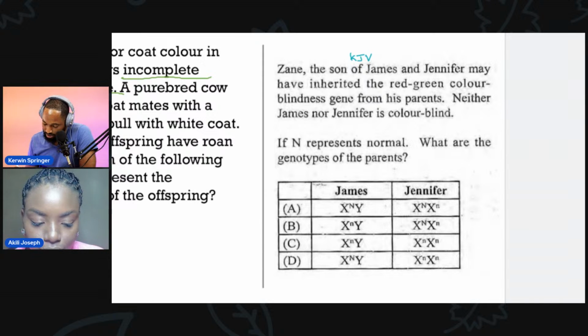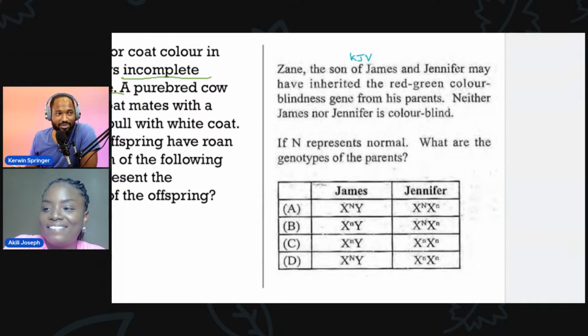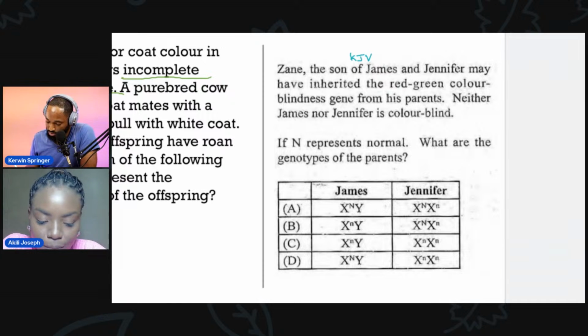I would think that the dad had to have a capital N, because I find when dads have the capital N, the sons have no problems right through. So he had to at least have this. So the mom is the one who may have inherited the red-green color blindness gene from her parents. The sons of James and Jennifer may have it.